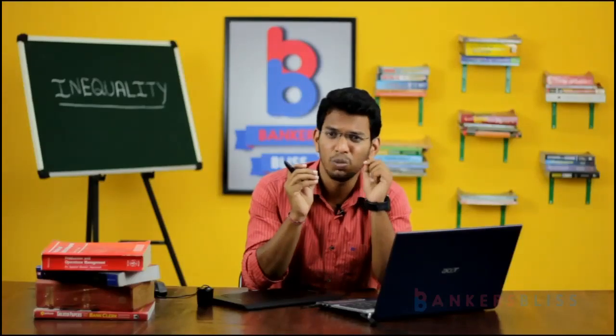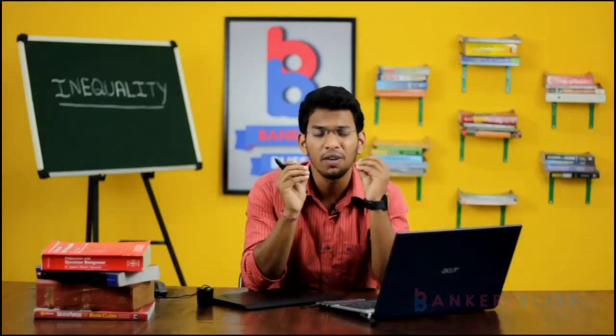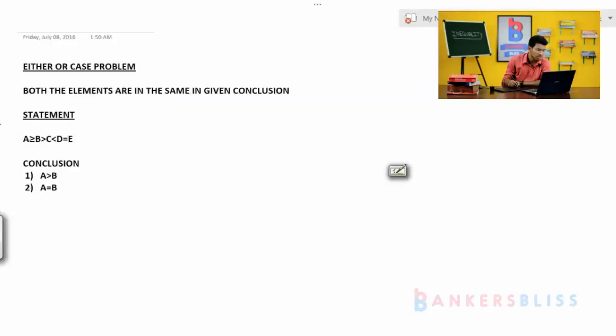Guys, when the elements are the same in the conclusion, then most probably we have to identify whether it is an either-or case. How can we identify, guys? Look at the given conclusion. First I'll write the statement for your understanding: A greater than or equal to B, B greater than C, C less than D and D is equal to E. They are asking A to B and A to B.